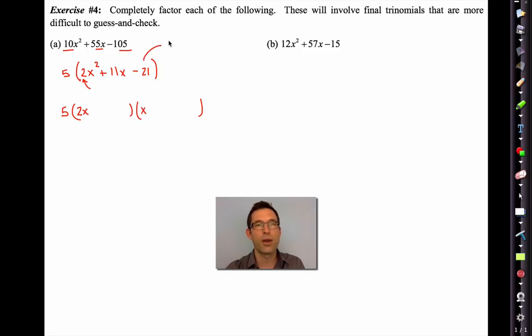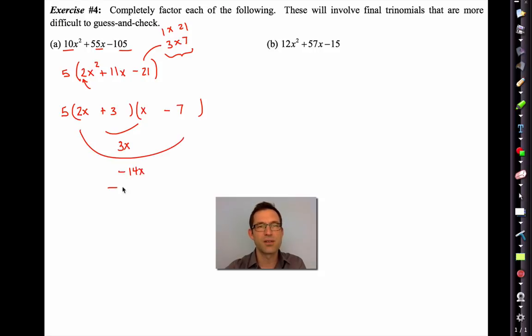And then I have to look at the 21 and I have to think, well, I got 3 and 7, 1 and 21. It's probably this one, but one's got to be positive and one's got to be negative. So, let me put the negative 7 there. Let me put the positive 3 there and check. Let's see, we got a 3x and a negative 14x, and those will combine to be negative 11x. But I have positive 11x.